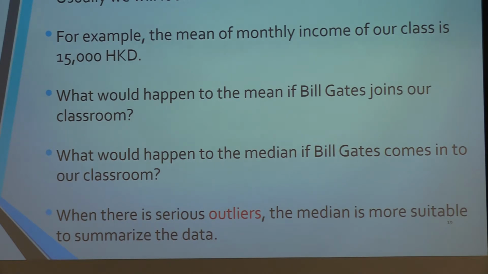So when there are serious outliers, meaning values which deviate greatly from the mean, the median is more suitable to summarize the data. This is all you need to know about when you should use the median. Or sometimes the easier way is to just delete the outliers, so that the data set will not be inflated. Is it okay? These concepts are easy to understand, right?